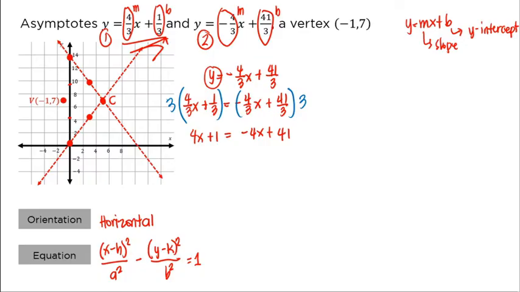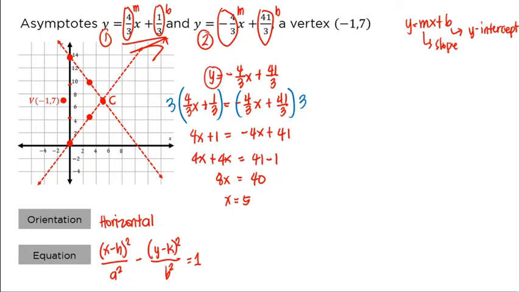Now, combining like terms, so I will now have 4x plus 4x. So from negative 4x, I transferred it to the left-hand side of the equation, so it becomes positive 4x, and equal to 41. 1 from the left side, going to the right side, it will be negative 1. Okay, so we will now have 8x equal to 40. So x is equal to 5. Okay, so we now have the value of x.